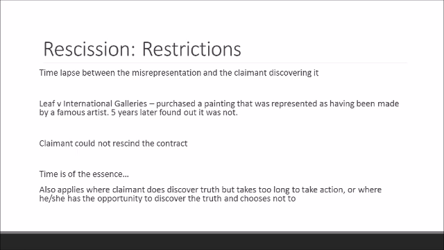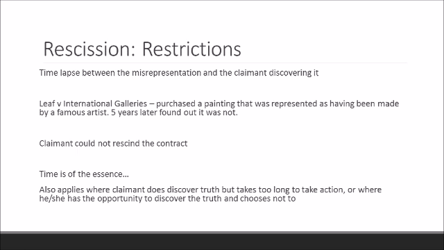Furthermore, if there's a time lapse between the misrepresentation being made and the claimant discovering it, the courts may hold that the claimant had affirmed the contract. So in Leaf and International Galleries, the claimant purchased a painting that was represented as having been made by a famous artist. However, 5 years later at an auction, he was told it wasn't made by that artist, it was a fake, it had been forged. The claimant, however, could not rescind the contract. The reason being was because he had it for so long. He had it for 5 years. Even though it was not the actual painting, he had affirmed the contract.